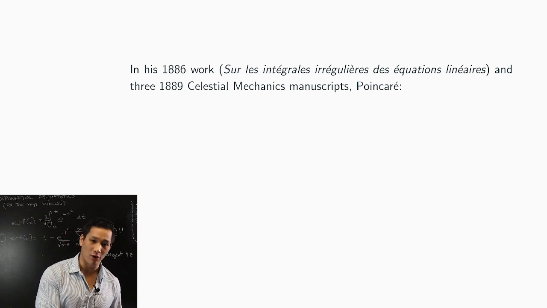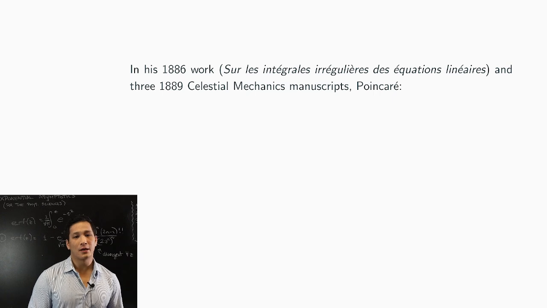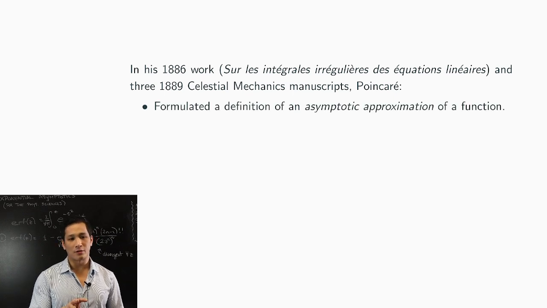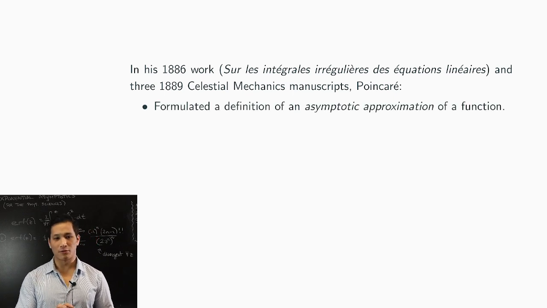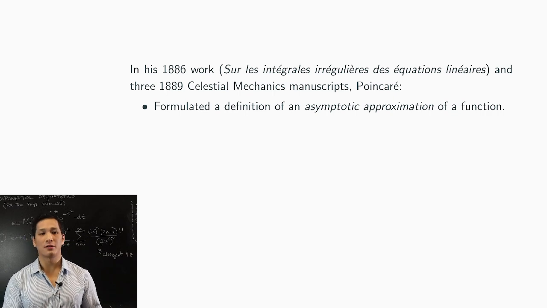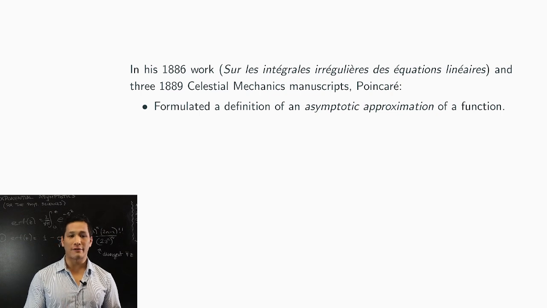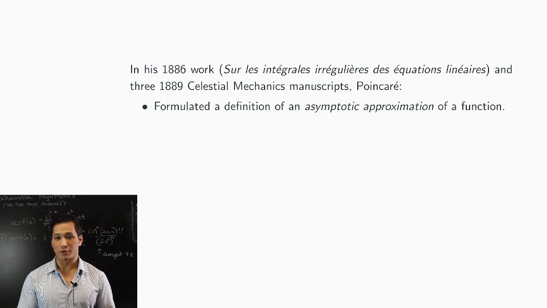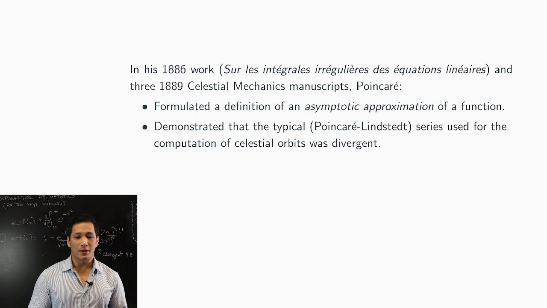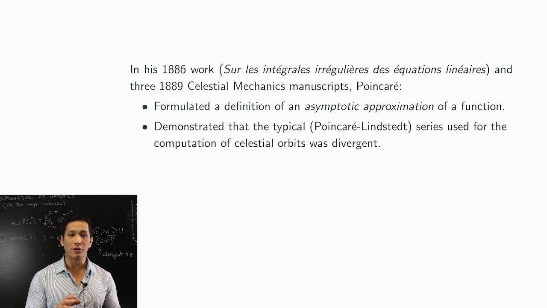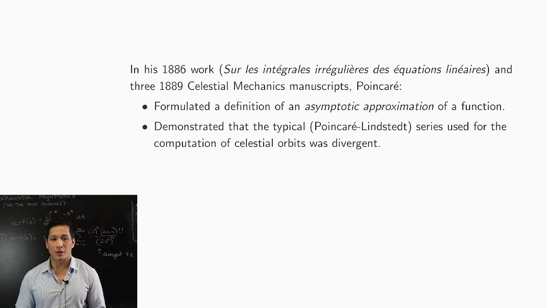So he had an earlier work in 1886 that eventually also led to some of these later large manuscripts. And in these works, as it pertains to asymptotic expansions, he did a few things. So one of the key things he did was that he formulated a clear definition of an asymptotic approximation of a function. He demonstrated that the typical asymptotic approximations, which were used in celestial mechanics, these what are now called Poincaré-Lindstedt series, was in fact divergent.